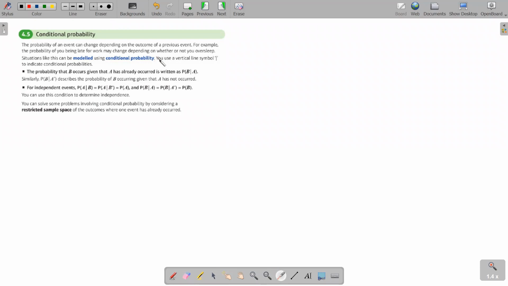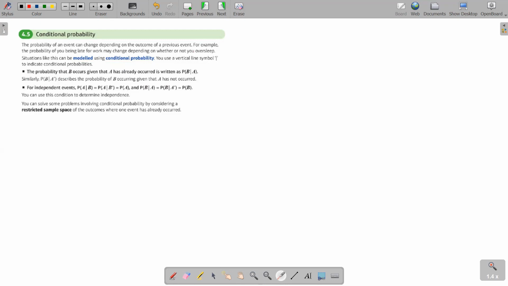So let's see what's going on here. For example, the probability of you being late for work may change depending on whether or not you oversleep. Situations like this can be modeled using conditional probability. You can use a vertical line symbol. A vertical line is used to indicate conditional probability. This is a really important topic.